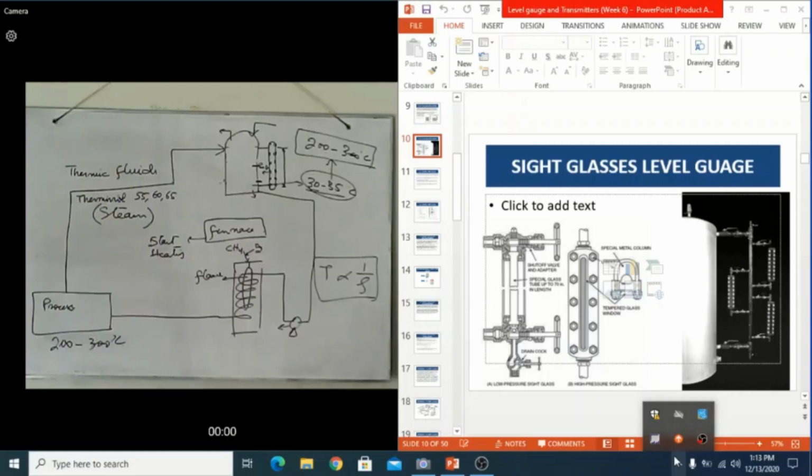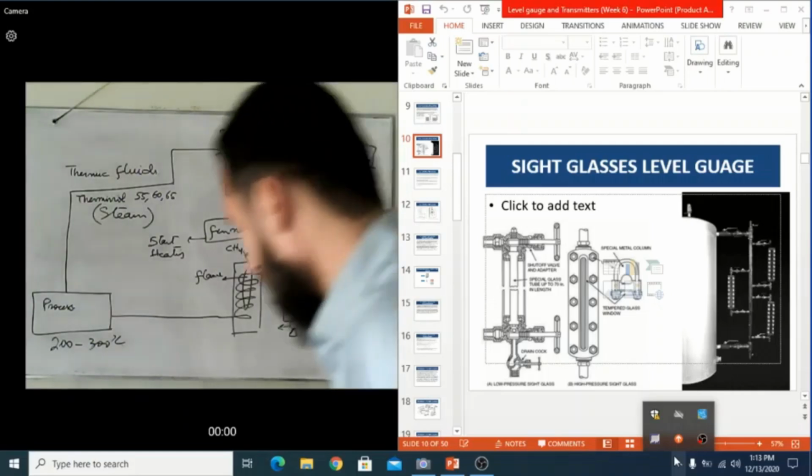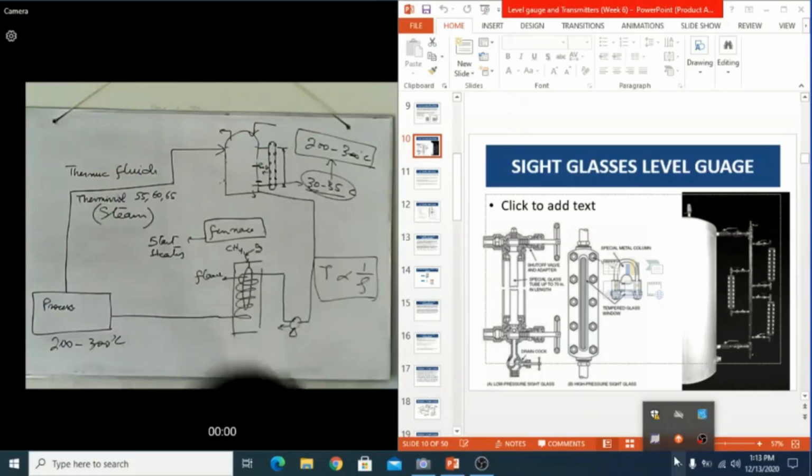That's why we use this type of level gauge to visualize only what's going on in your whole circuit. These are also used to visualize the level of the condensate tank, because when you provide heat to your process, in response the latent heat is transferred to your process.